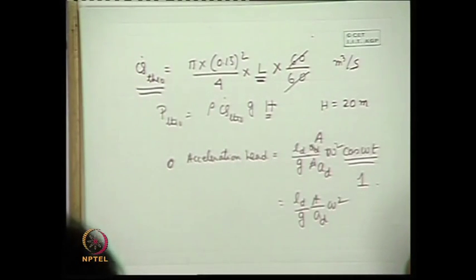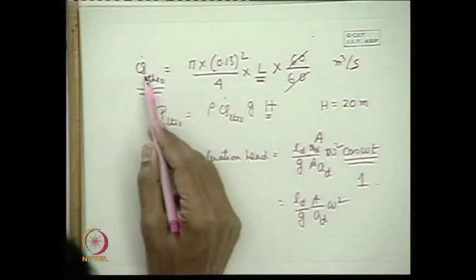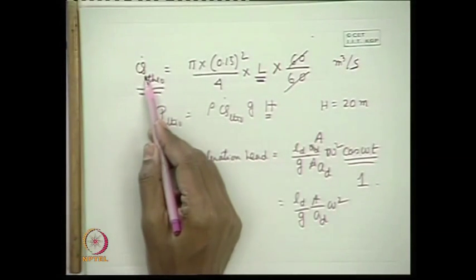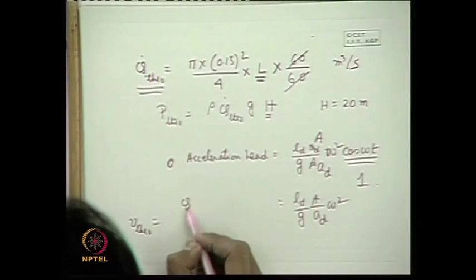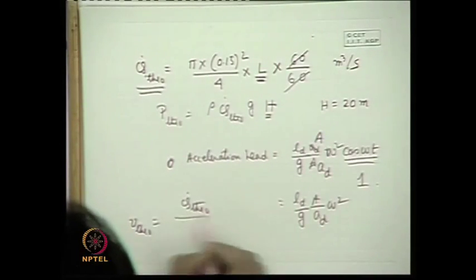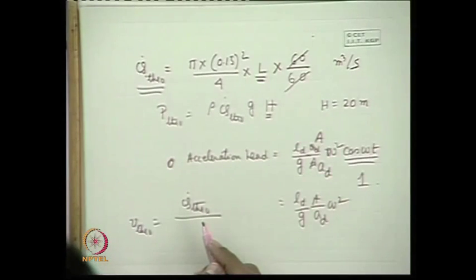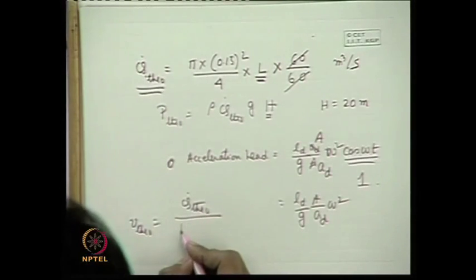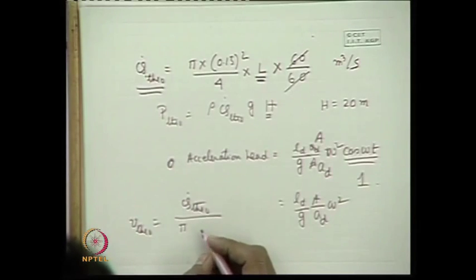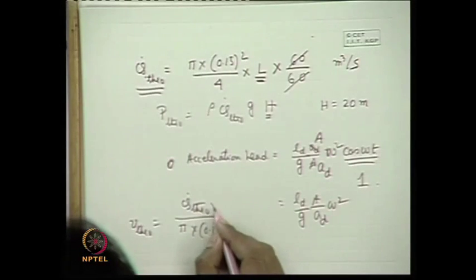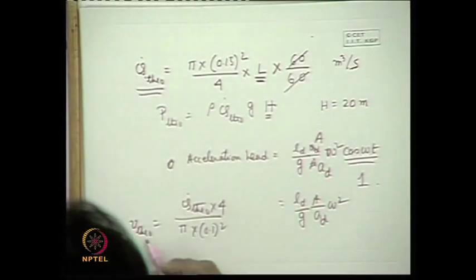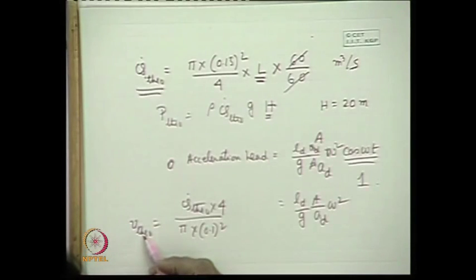Well, if a large air vessel is fitted very close to the cylinder, it is the concept that the theoretical velocity will be the theoretical discharge divided by the cross-sectional area of the delivery pipe. Can it be found? Delivery pipe diameter is given 100 millimeter, that means pi by 4 into 0.1 square. So if I know Q theoretical, this is the V theoretical, the theoretical velocity.